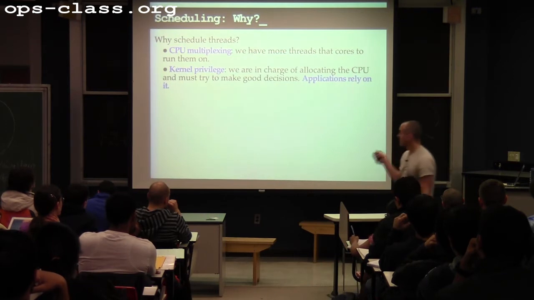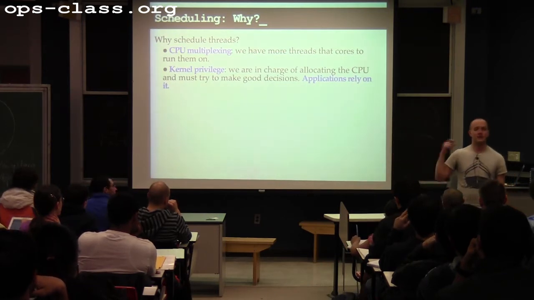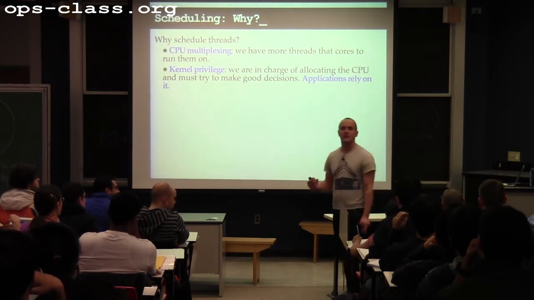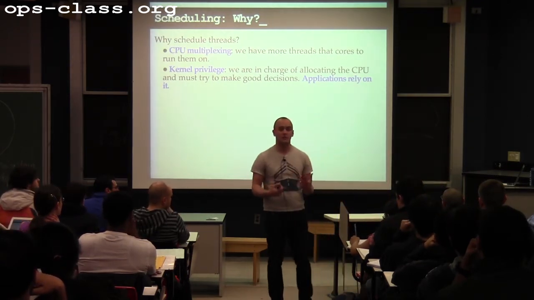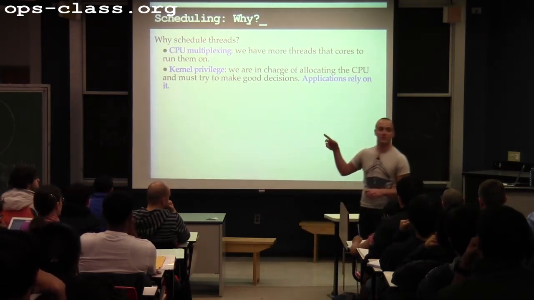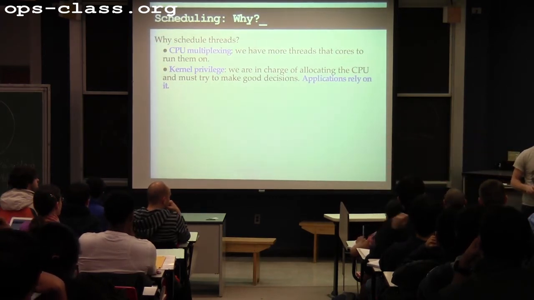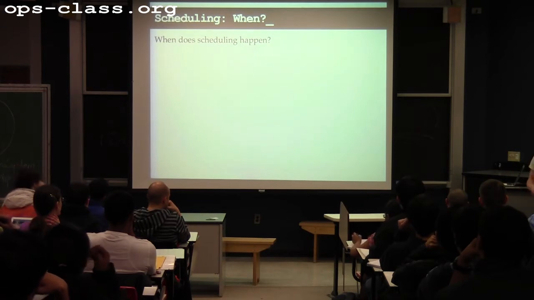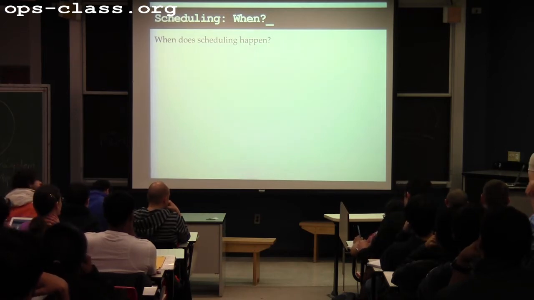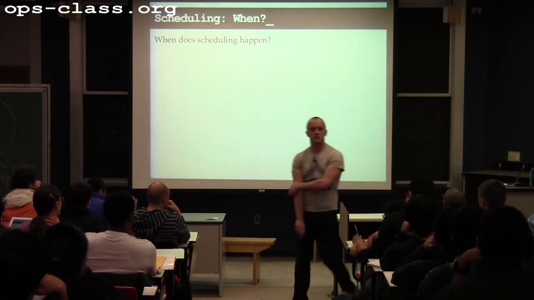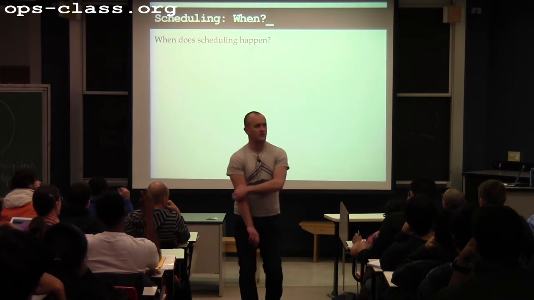But also remember, the kernel's in charge of doing this. The kernel is what runs when a thread stops, either because it's made some sort of system call or because the timer interrupt has fired. So this is kernel policy, and it's the kernel's job to make sure that this happens efficiently. I've hinted at this several times already, but when do I get a chance to make a scheduling decision? When do I have the opportunity to stop a thread from running?